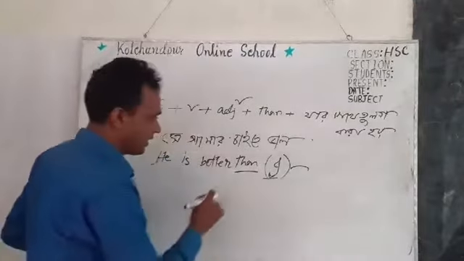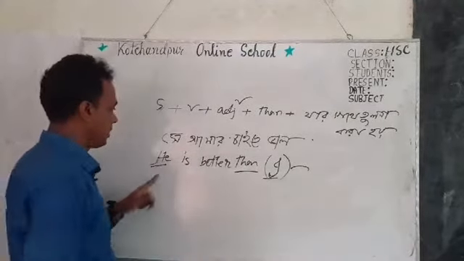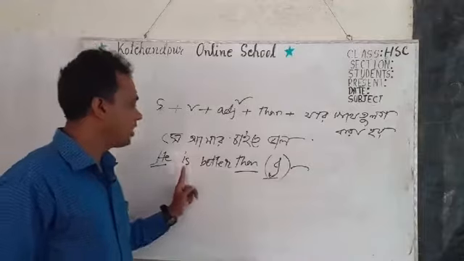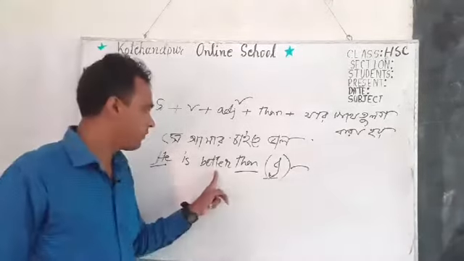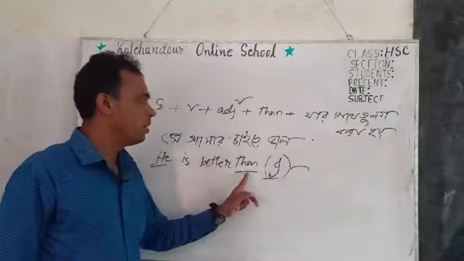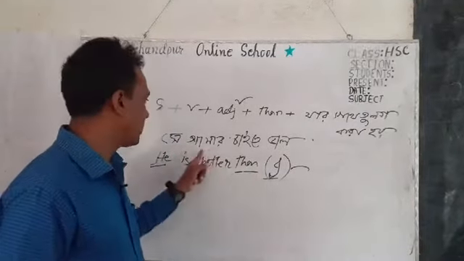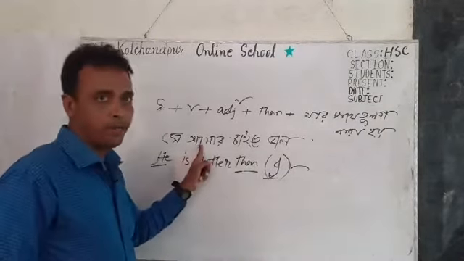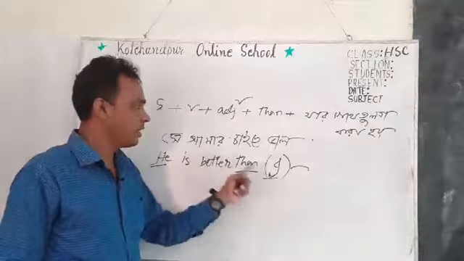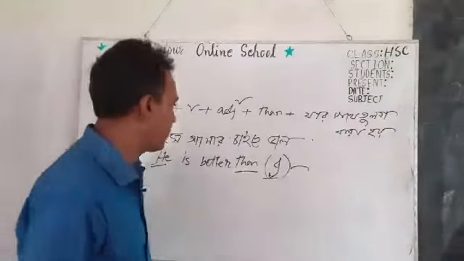Now it is very clear that the subject here is he, and the verb is, and the adjective form of comparative is better, than, and with whom it is compared. That means amar in Bangla, amar in English I. Okay, it will never be used my. Clear?